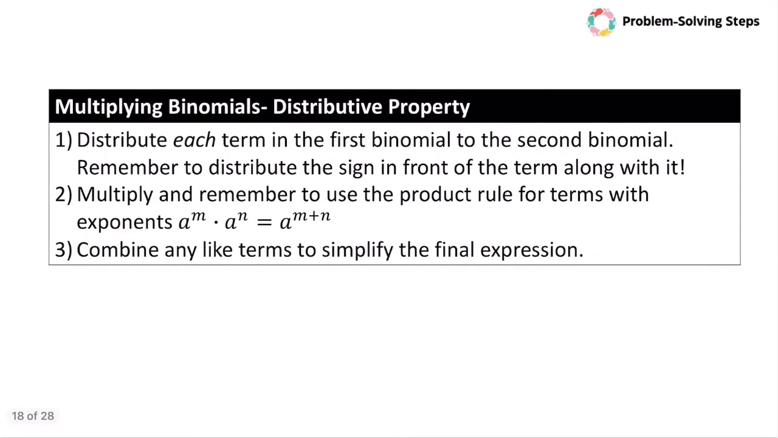When we multiply binomials using the distributive property, we start off by distributing each term in the first binomial to the second. Remember to distribute the sign in front of the term along with it. Then we multiply, and remember to use the product rule for terms with exponents. When we have exponents, we need to add them together. Then combine any like terms to simplify the final expression.